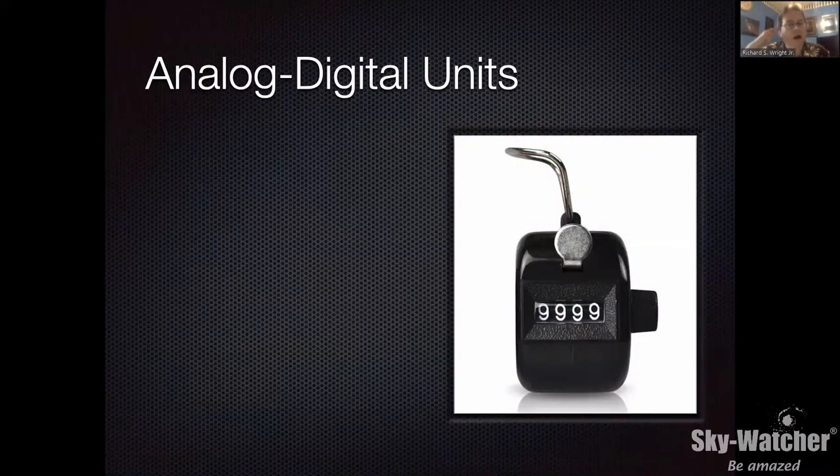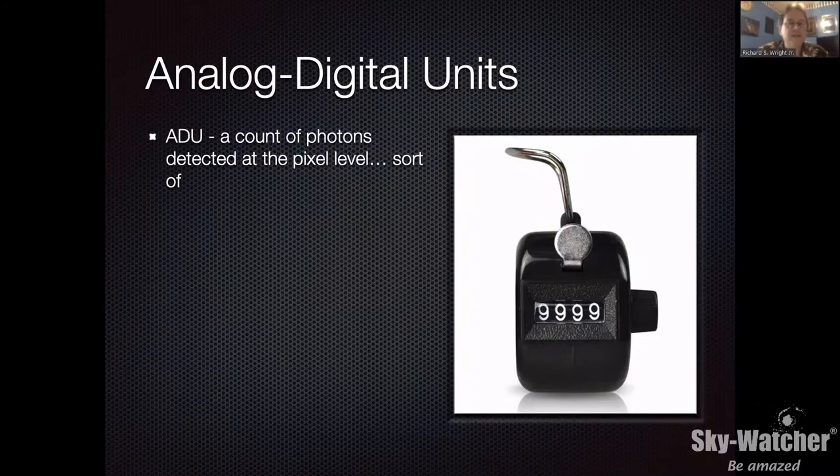A term that you'll hear oftentimes is ADU, analog to digital units, and that is a count of photons. Your camera is made up of pixels, and each pixel is like a bucket collecting photons, or like a bucket collecting rain. The raindrops are coming from a galaxy far, far away, or from your nebula, or from the moon, or from the sun. And you've got a little counter. Each pixel is just going 1, 2, 3, 4, as it receives photons. And that number we call the ADU.